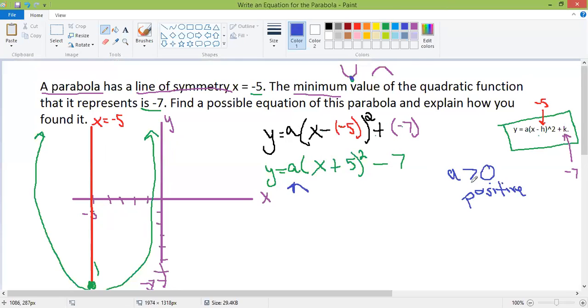So again, you can substitute any value you want for a as long as it is greater than 0 and positive.